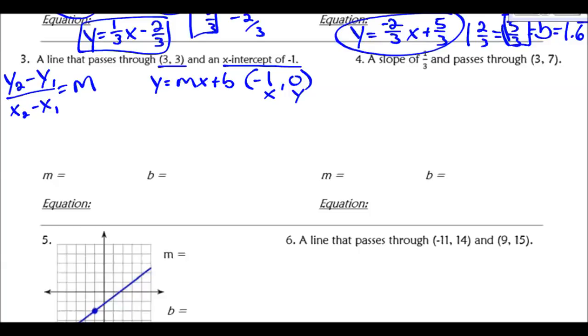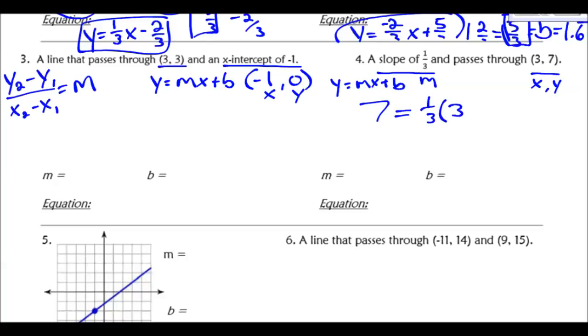I'm going to do the same kind of thing on this next one. Actually, this next one is probably the simplest of these four. They're telling us the slope. It says the slope is 1/3, and it passes through this point. They're telling us a bunch of information here. They're saying that we have an x and y, and we have our m. We have all the pieces that we need. y equals mx plus b. So we have 7 as the y. 1/3 is our m, our slope, and 3 is our x. That makes it pretty easy to solve for the b.